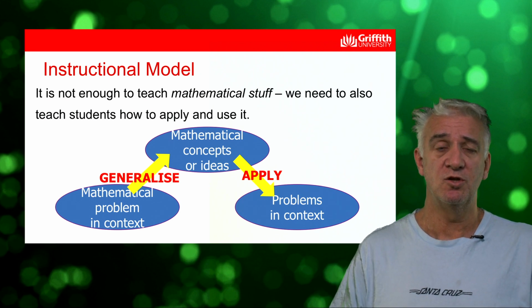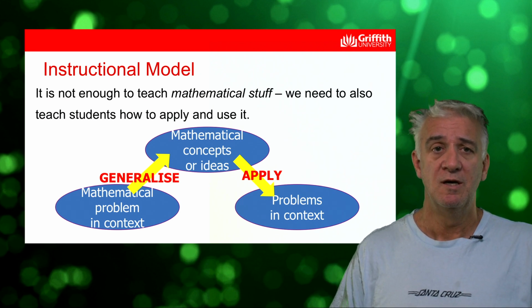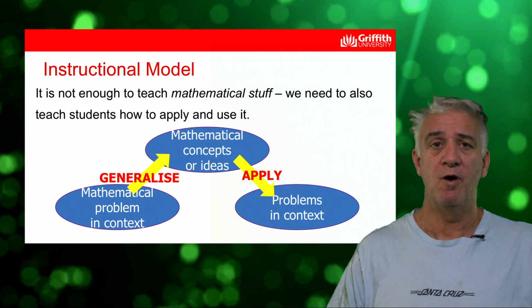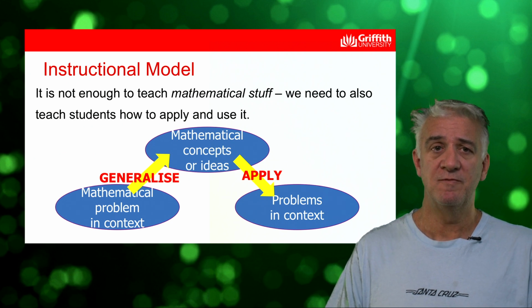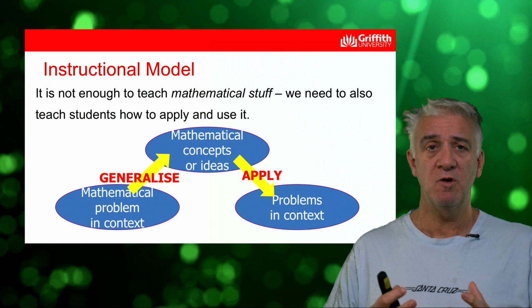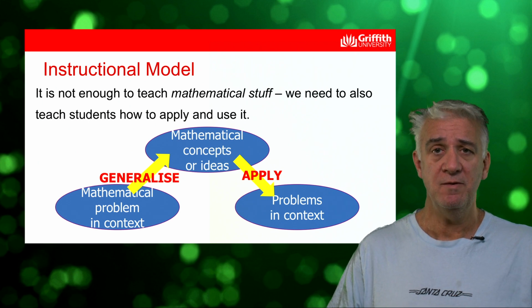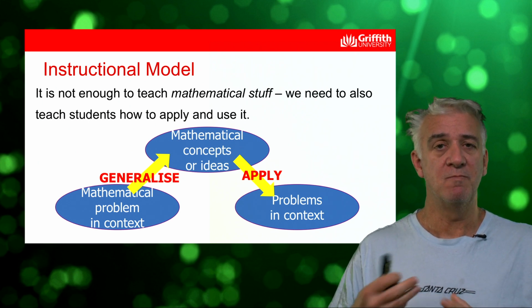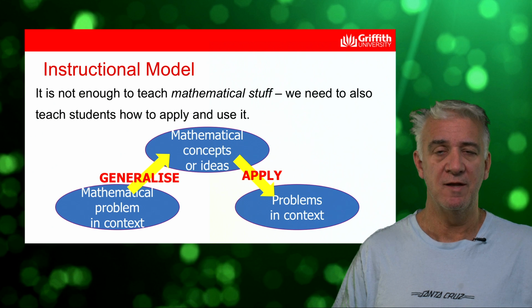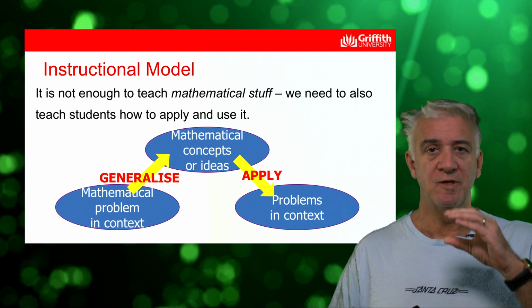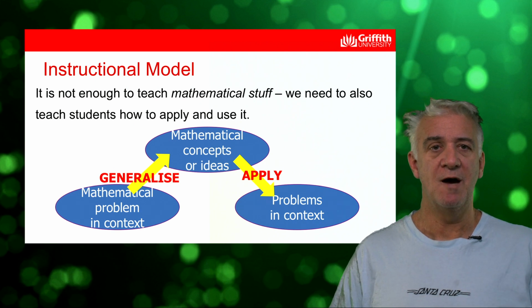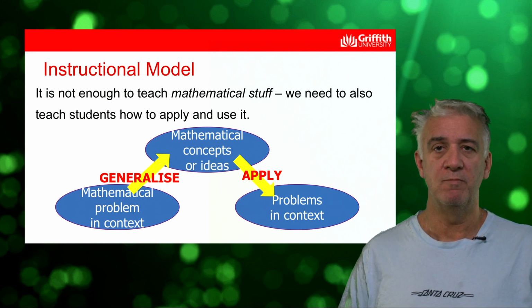Now my suggestion to you is, wherever you can, rather than starting with a mathematical concept or an idea, start with a problem in a context where they need that idea. And then once they've worked at that problem, you generalize the mathematics out, and then it's much more readily available to be applied in other contexts. So traditionally we start with the top ellipse. I'm suggesting we start with that on the side there, a mathematical problem in context.